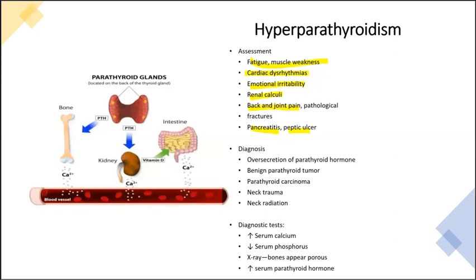In our diagnostic tests, we would notice elevated serum calcium, hypercalcemia. Our serum phosphorus is low or is decreased. Again, the X-ray shows that the bones appear porous. Like we said, they look fragile. And there is also increased serum PTH levels.